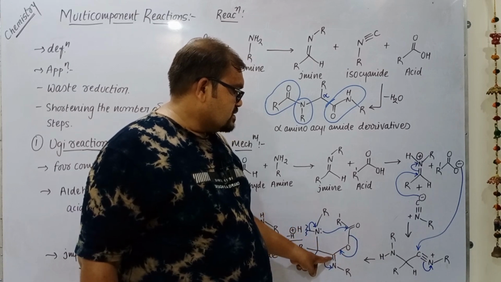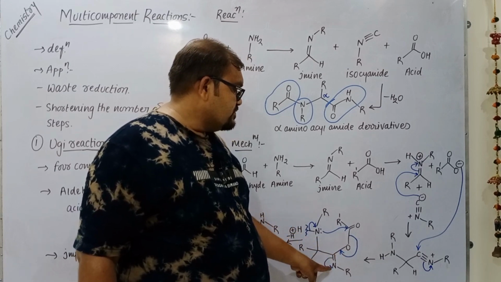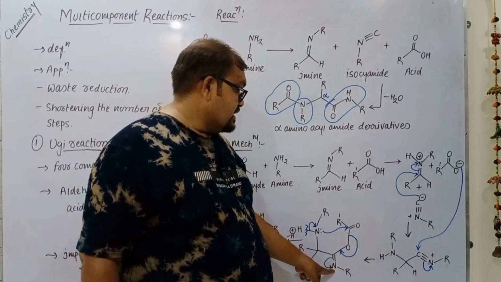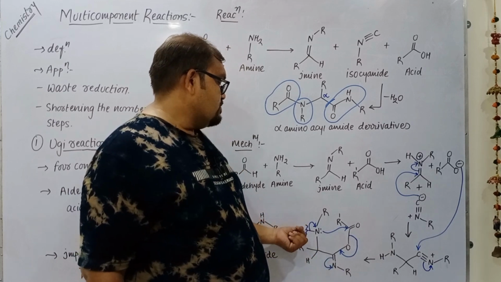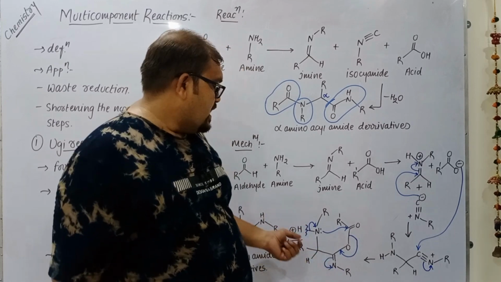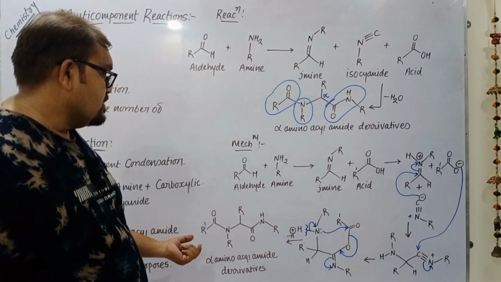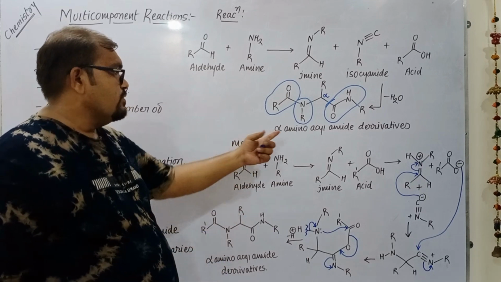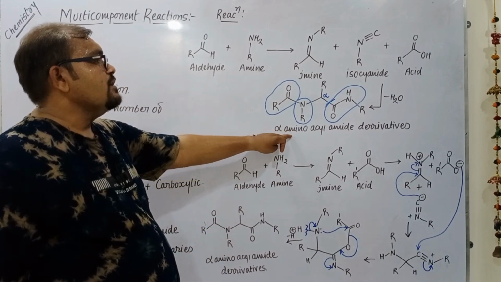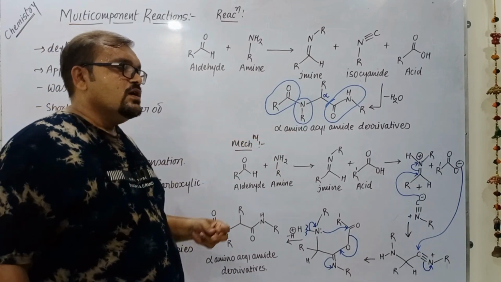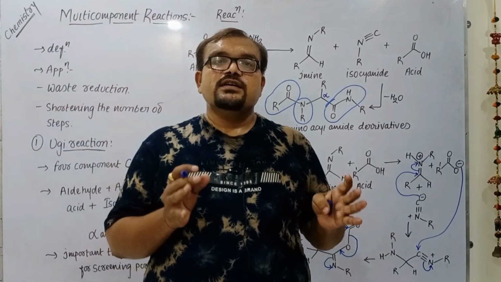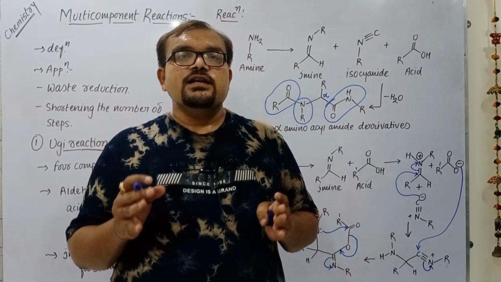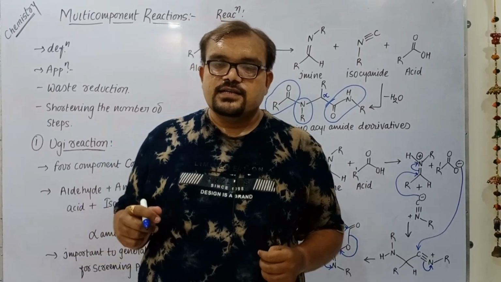And what will happen, this pi bonding electron will be shifted over nitrogen. So nitrogen will get partial negative charge, right? So this hydrogen may attach to this nitrogen, and we will get our desired product, that is alpha amino acylamide derivatives. As we define here, that is why it is called alpha amino acylamide derivatives. So guys, in this way we can easily define the most important MCR, multi-component reaction, that is the Ugi reaction.